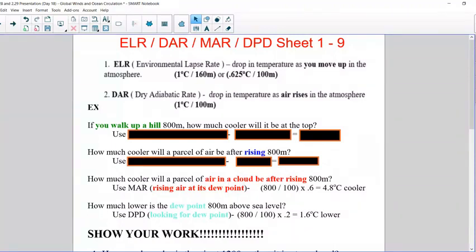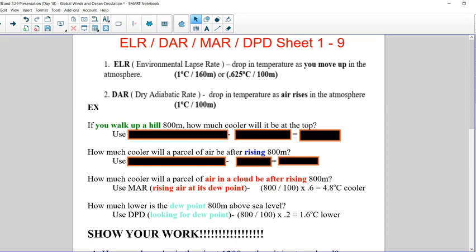All right, guys, we're going to go over a quick video on how to answer questions 1 through 9 on the ELR DAR sheet. So you will only use the ELR and the DAR for today. I'll explain those really quickly.